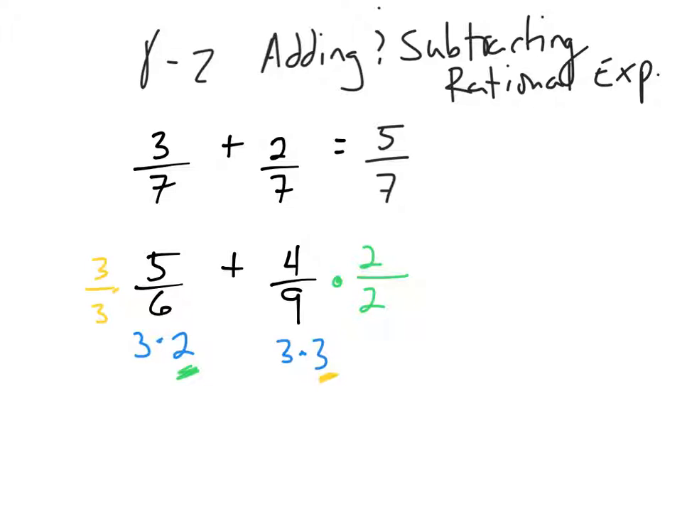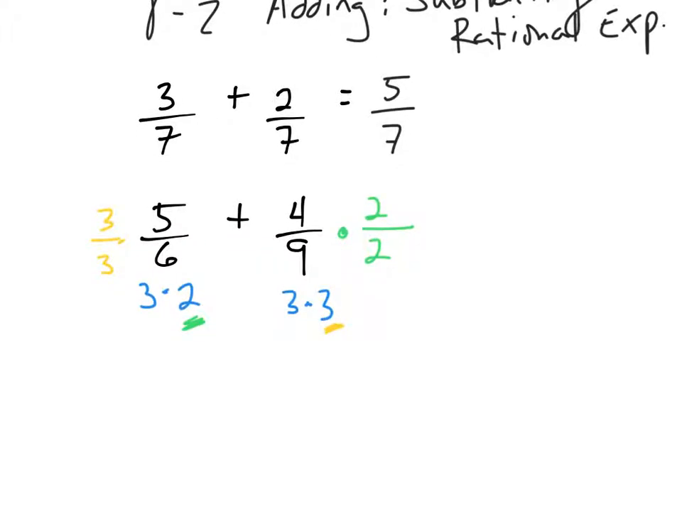All right, now, of course, if we finish this off, we already know that we are going to wind up with 15 over 18, and then we're going to add 8 over 18, which will give me my final answer of 23 over 18.